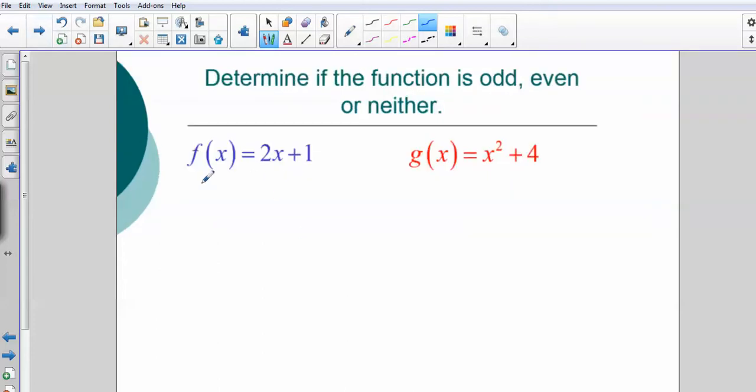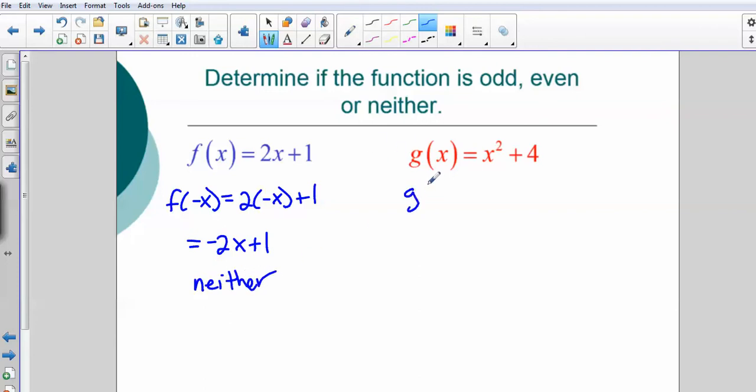So looking at these examples, we are going to substitute negative x for the x and see what we get. So when I substitute negative x, I get 2 times negative x plus 1, which is negative 2x plus 1. So I can see that's not exactly the same as my original function. The x term is opposite, but the 1 is the same. So it's neither opposite nor the same. So I would say that this is neither even nor odd.